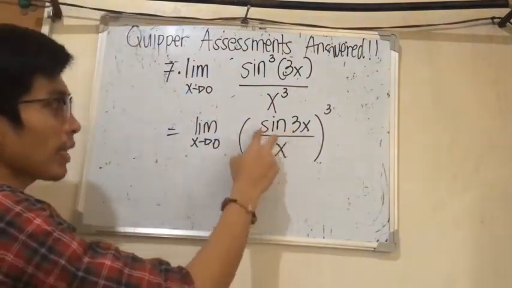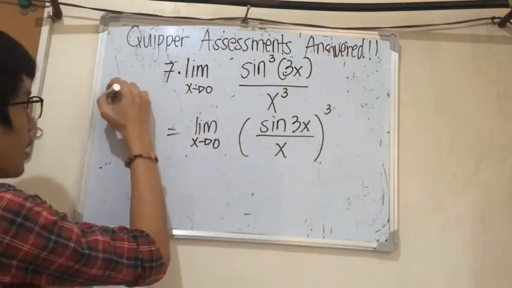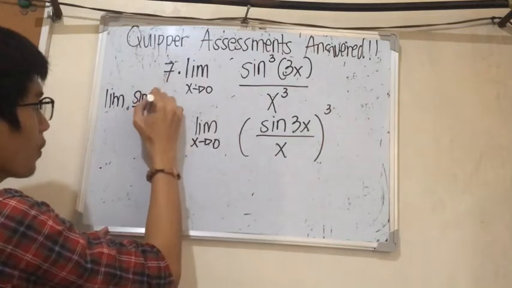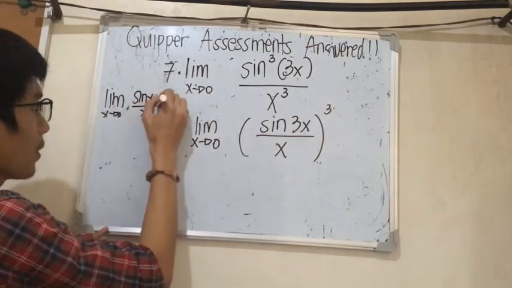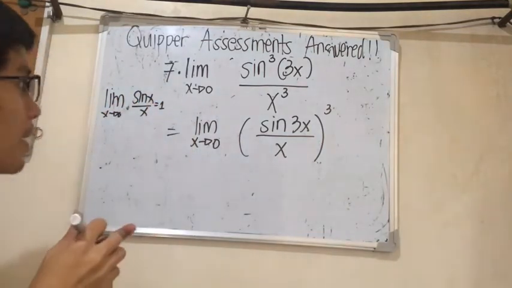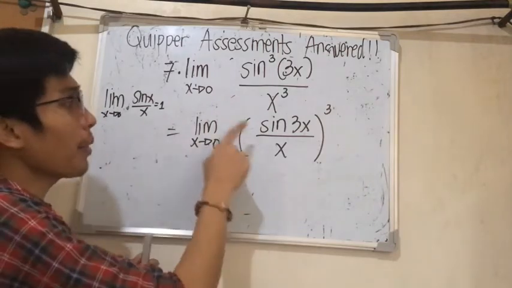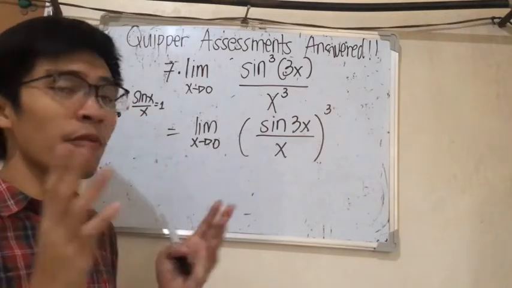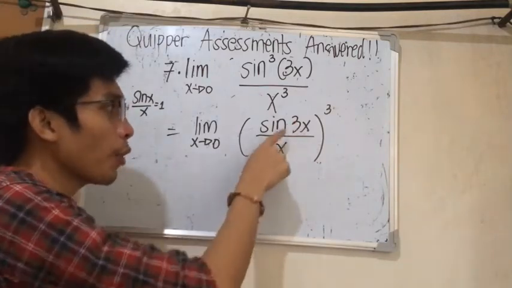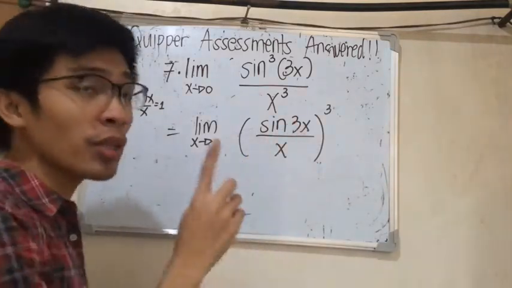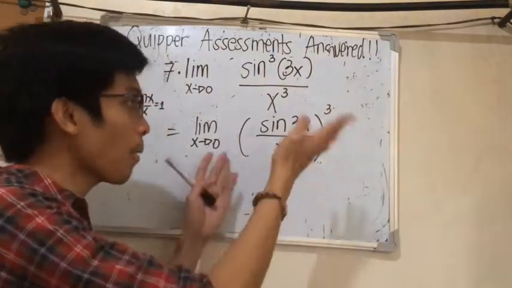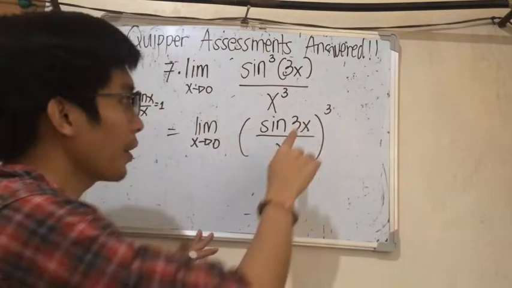We believe that this is similar to the limit of sine x over x as x approaches 0, that is 1. Meaning, we are able to use this theorem in solving this one. In short, we find ways of making our denominator equal to 3x. And the best way to do that one is to multiply whatever is inside this power by 3 over 3.